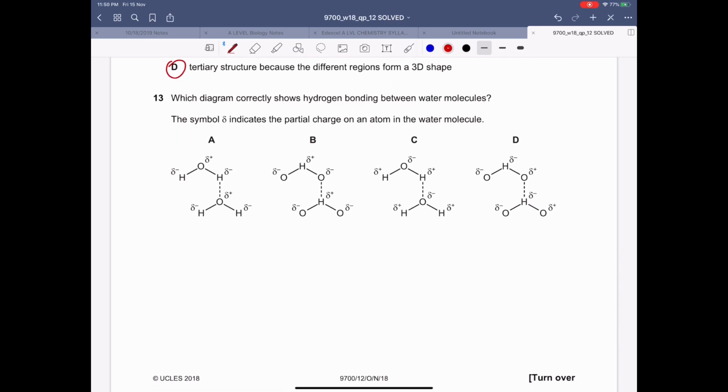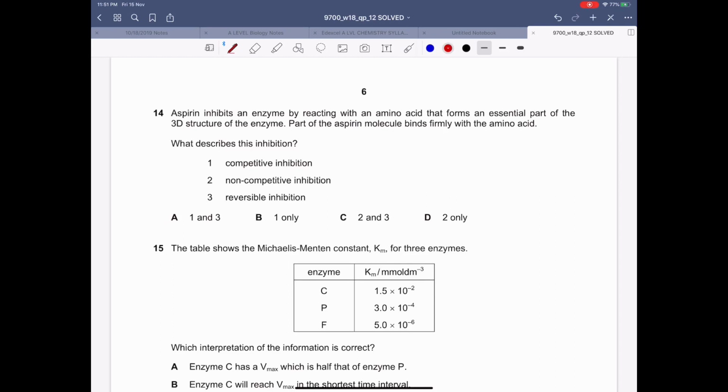Question number 13. Which diagram correctly shows hydrogen bonding between water molecules? The symbol partial indicates the partial charge on an atom in the water molecule. Alright, let's see. Option A has the hydrogen bonding, but then you can see there is a partial negative, so it's wrong. This is also wrong. So when it comes here, this is a wrong bonding in the first place. I'll just cross it out. And then we are left with option C, which is the safe bet. As you can see, partially positive hydrogen, partially negative oxygen. So yeah, this is the correct structure. So let's move on to question number 14.